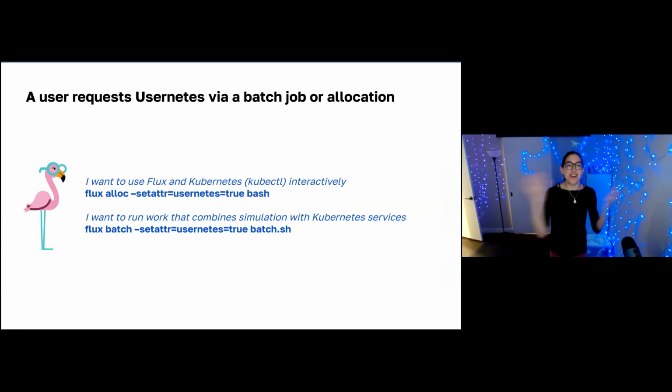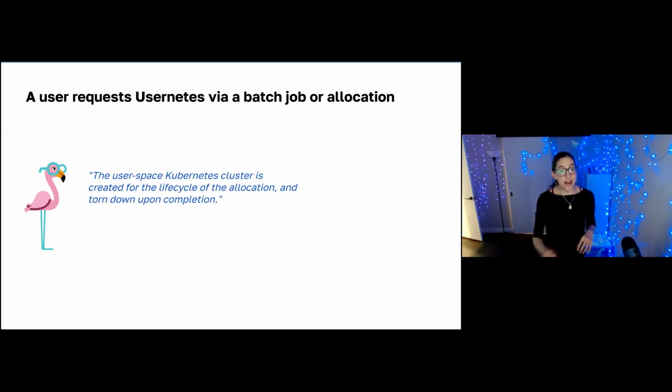So what is this interaction going to look like? We actually have implemented this, but we haven't tested it fully yet. The idea is that a user is going to request a batch job or allocation, and they're going to set an attribute on the job that says, I want you to set up Kubernetes for me. And the idea is that the user space Kubernetes cluster is going to be brought up, it's going to be up for the life cycle of the allocation and then torn down.